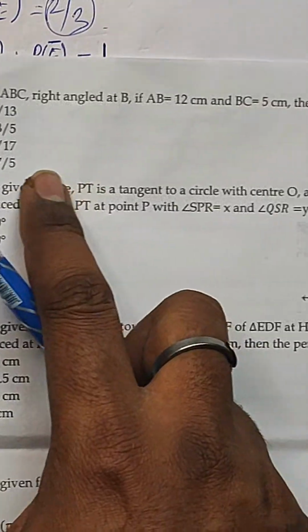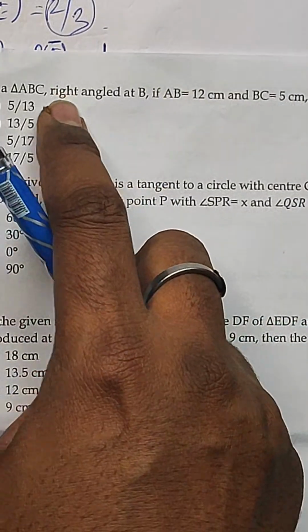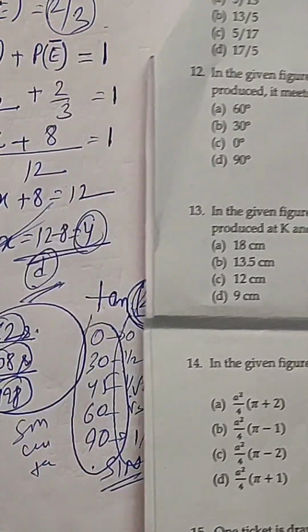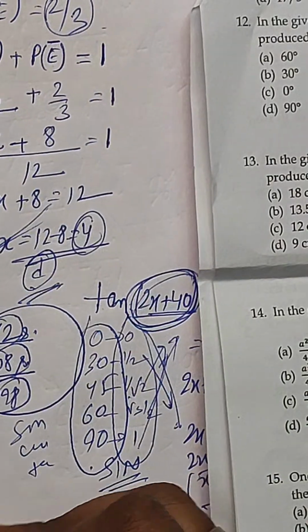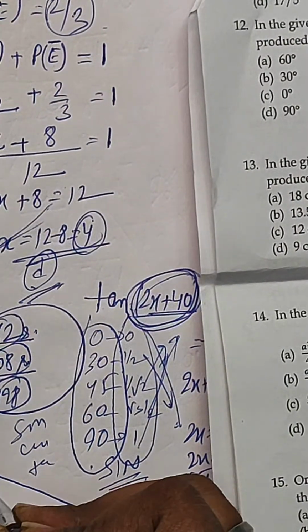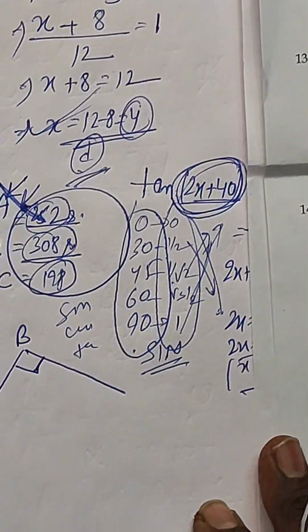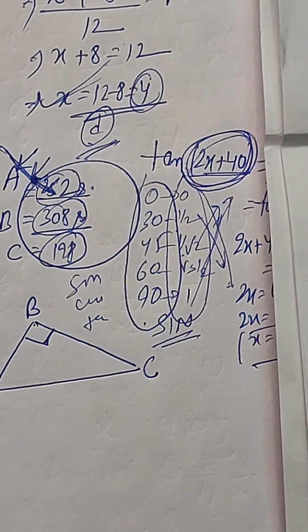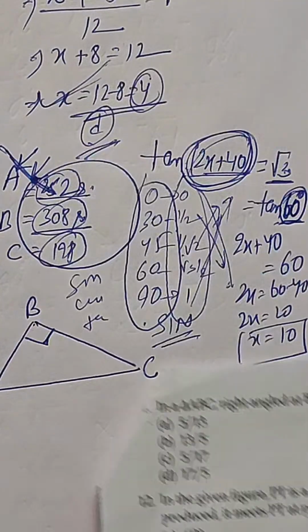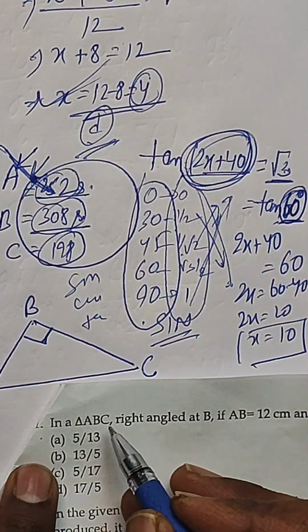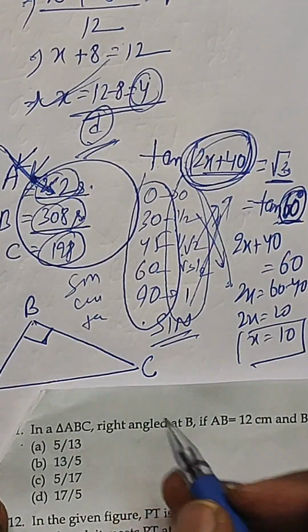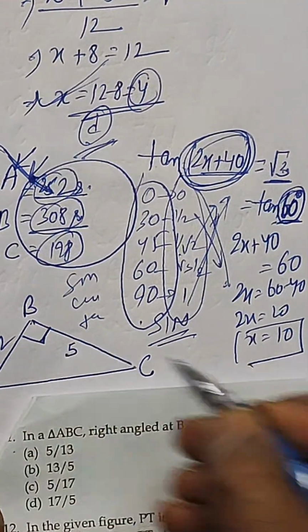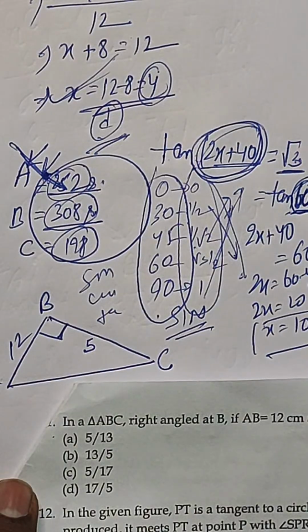In triangle ABC, which is a right angle triangle at B, if AB equal to 12 and BC equal to 5, right? Right angle at B. So that means, let me do it like this here. This is B, 90 degrees. This is right angle triangle ABC. So in this question it is mentioned that in a triangle ABC, right angled at B, if AB equal to 12, this is given as 12, BC equal to 5, this is given as 5.